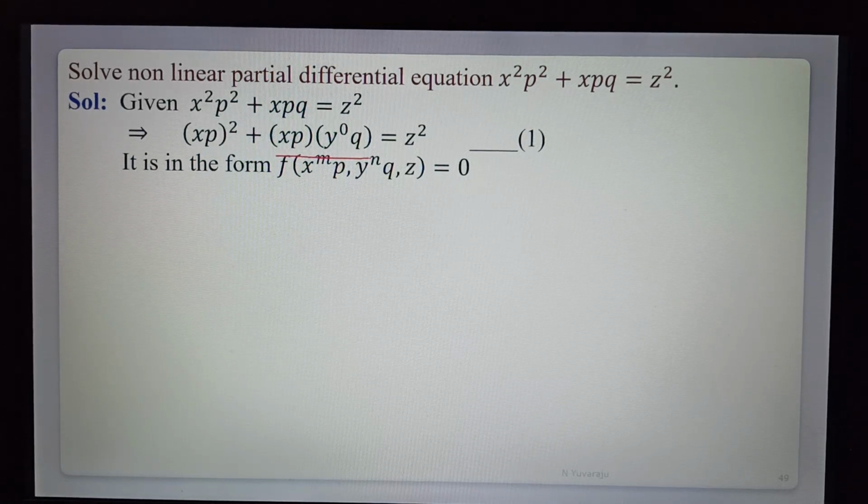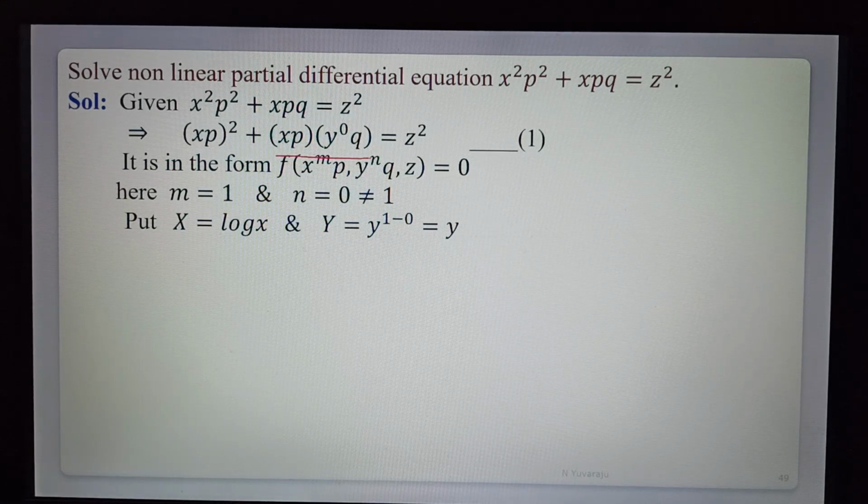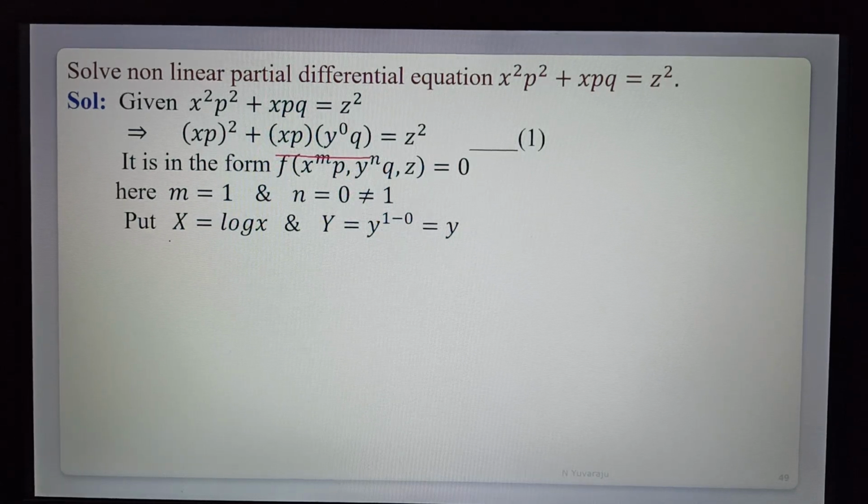Now substituting, m is equal to 1, so x power 1, and n is equal to 0, y power 0. Since n is not equal to 1 and m is equal to 1, capital X is equal to log x, and capital Y is equal to y power 1 minus n. Since m is equal to 1, we take capital X is equal to log x. Since n is not equal to 1, capital Y is equal to y power 1 minus n, and with n equal to 0, that is y.